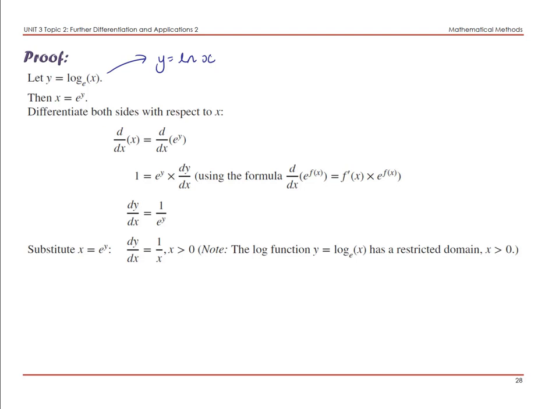But off to the right, I have the formula, which is the shortcut for e to the f of x. So instead of f prime of x, or that derivative, you've got that dy dx there, right? So now if I rearrange to make dy dx the subject, we divide both sides by e to the y, and we end up with dy dx equals 1 over e to the y.